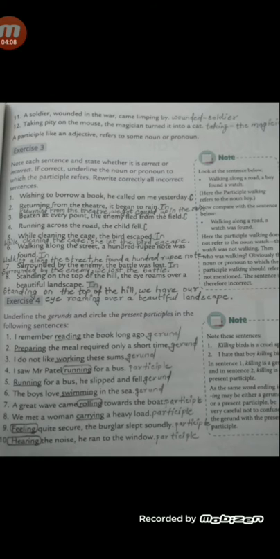"Standing on the top of the hill, the eye roams over a beautiful landscape." Who was standing on the top of the hill? Not given. That's why it is also an incorrect sentence. Let us correct it. "Standing on the top of the hill, we have our eye roaming over a beautiful landscape." Now it is correct.